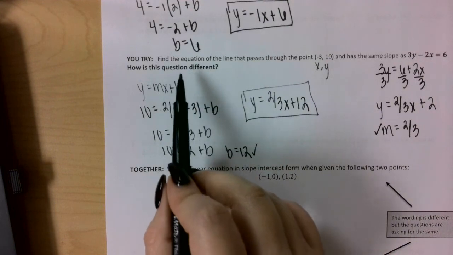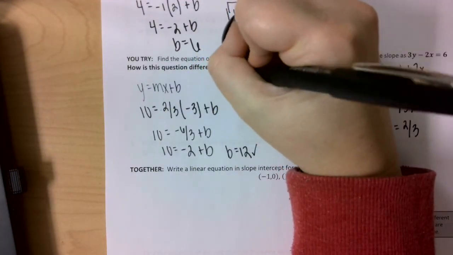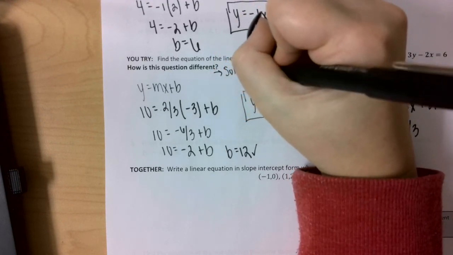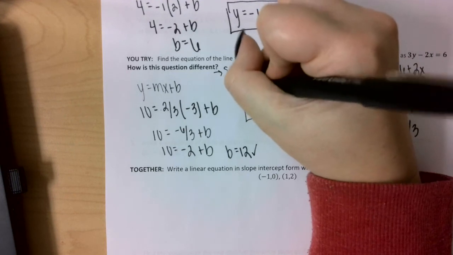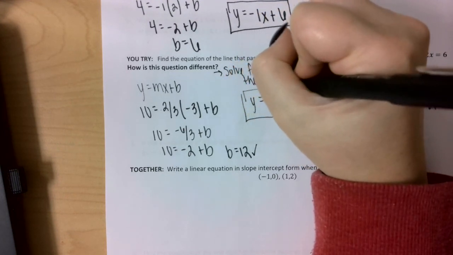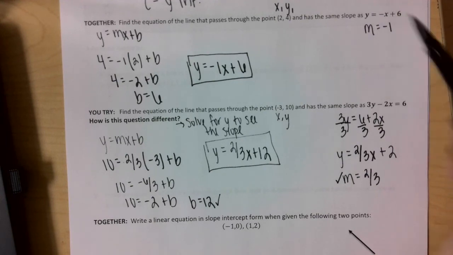So how is this question different? So we had to solve for y to see the slope. Whereas the question before, it was already in slope-intercept form, so I could see that my slope was negative 1.